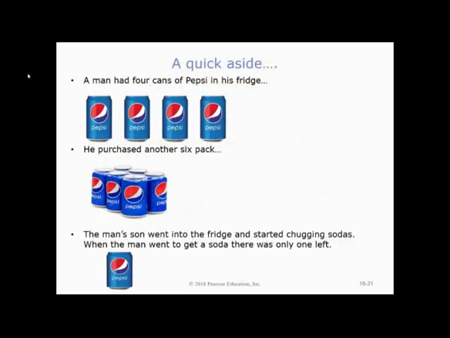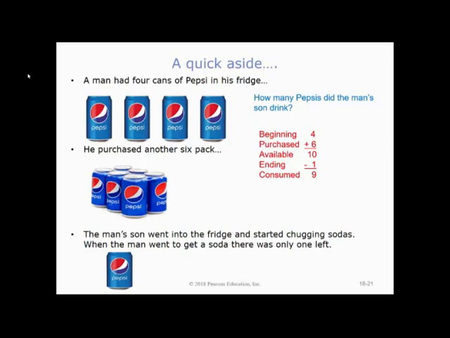So here, I'm going to start by asking this really goofy but pertinent question. If a man had 4 cans of Pepsi in his fridge and he purchased another 6-pack, and then he went in the fridge later that night and went to look to see how many Pepsis he had left, and there was only one, and he knew that his son had started chugging down Pepsis, how would he determine how many Pepsis his son drank? Well, he knew that he started with 4, right?